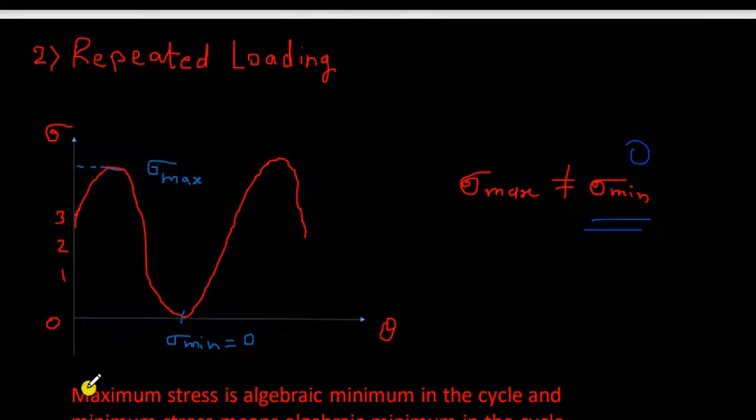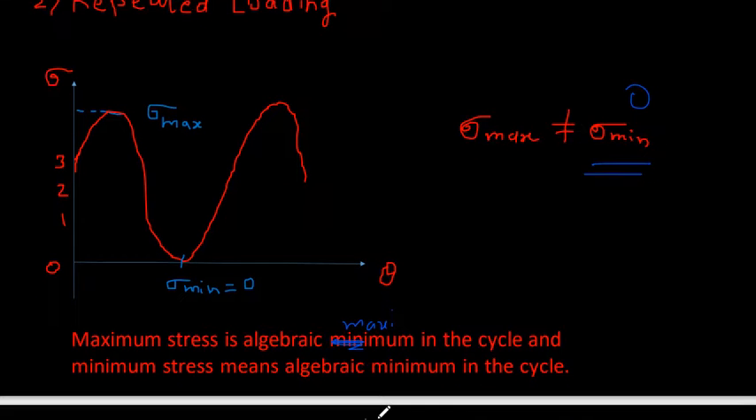For your convenience, the maximum stress is nothing but the algebraic maximum, and the minimum stress is the algebraic minimum value. And it is very simple. We are talking about the complete cycle. Maximum stress is the maximum algebraic value in the cycle, and minimum stress is the algebraic minimum in the complete cycle.